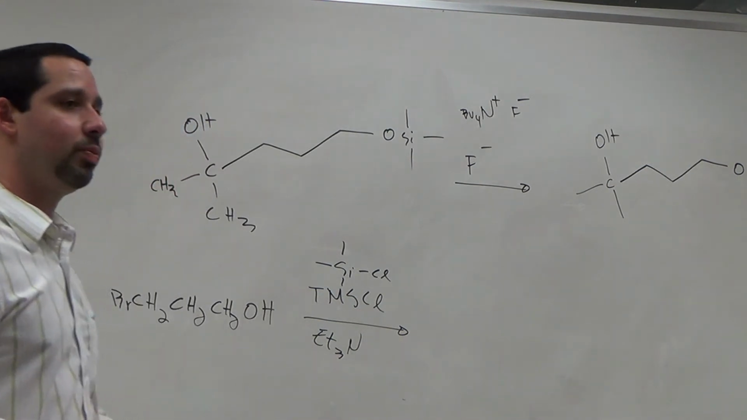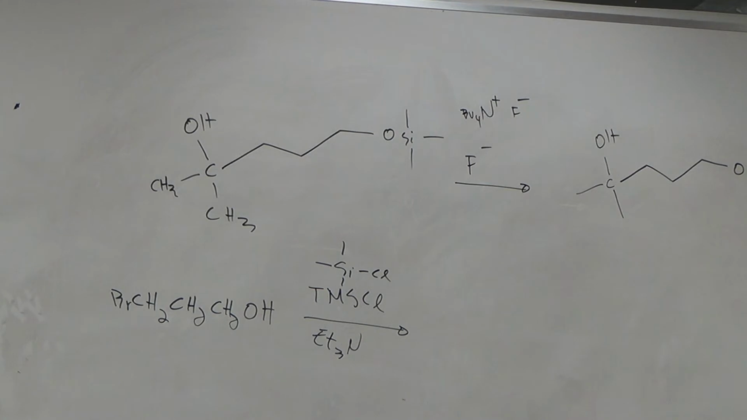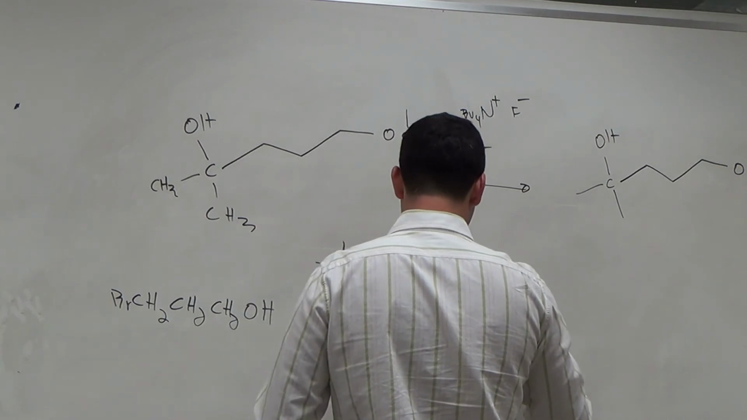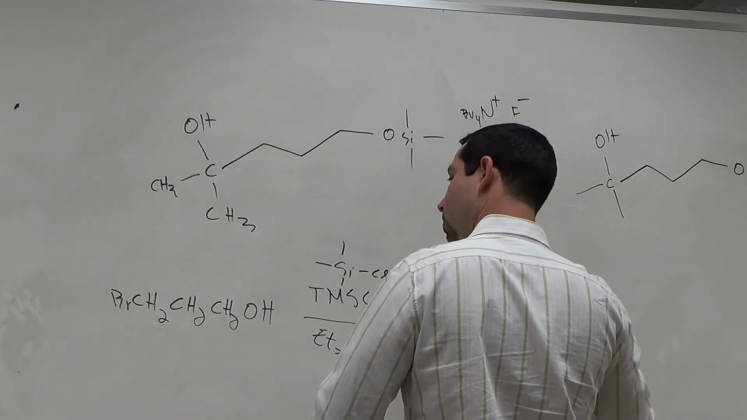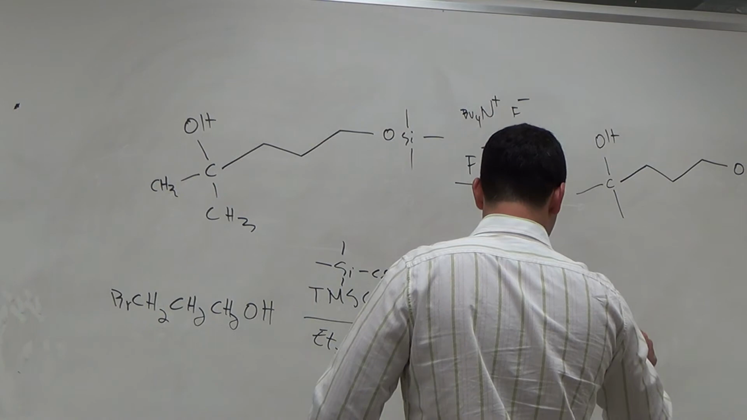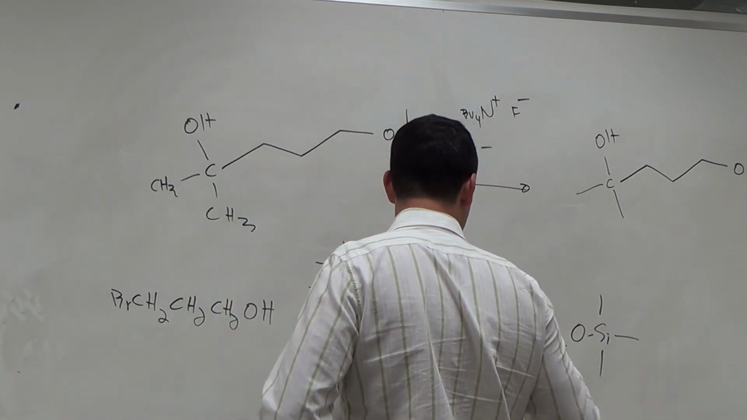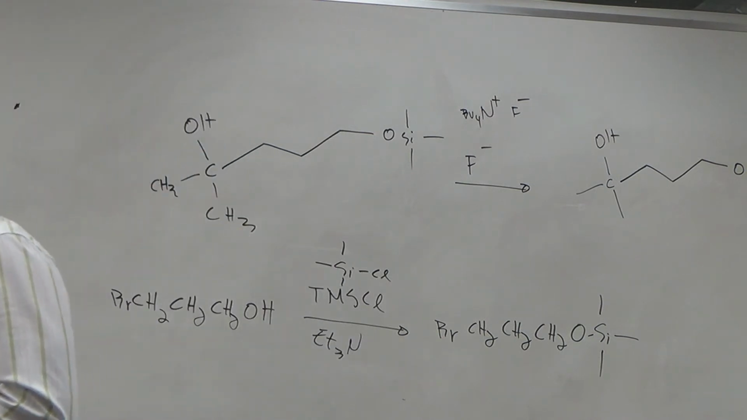And what is that going to do? Protect the alcohol. So instead of the alcohol, I am going to write O with a silicon on it. Yes, there's a bond there. And now I can do a Grignard.